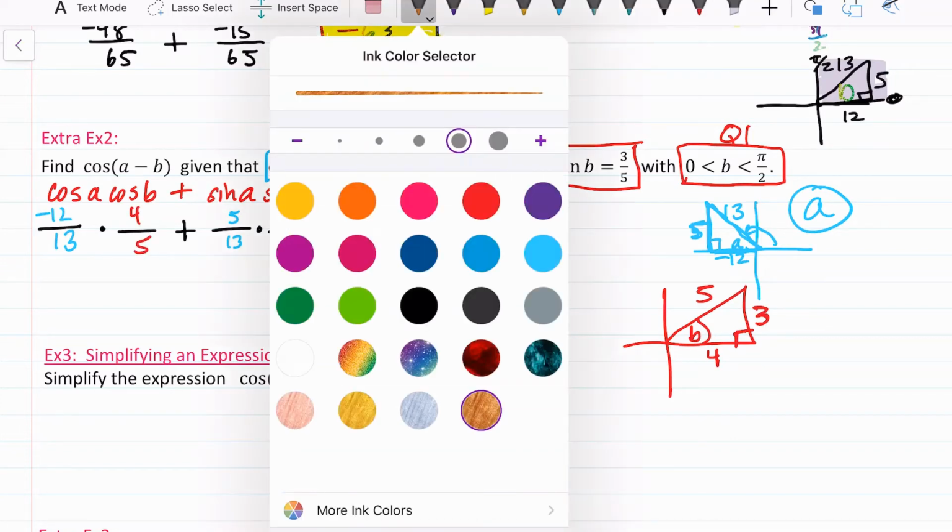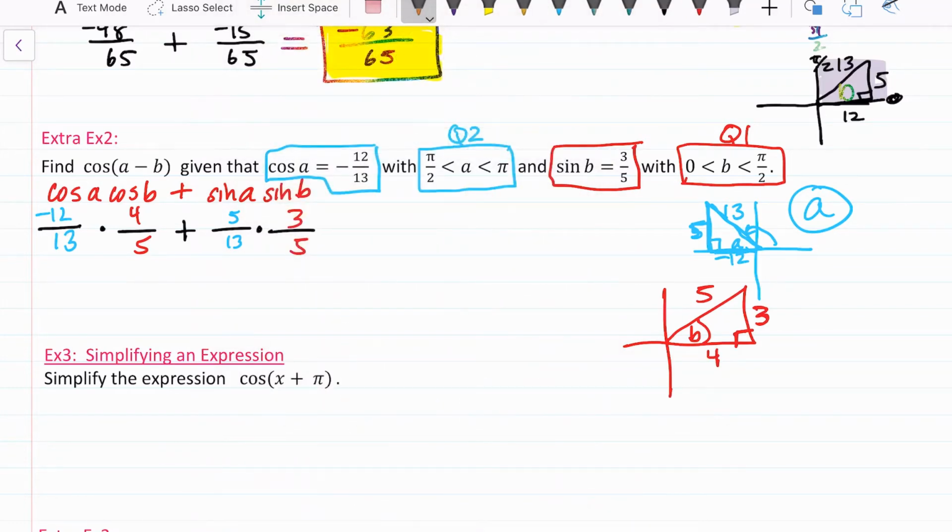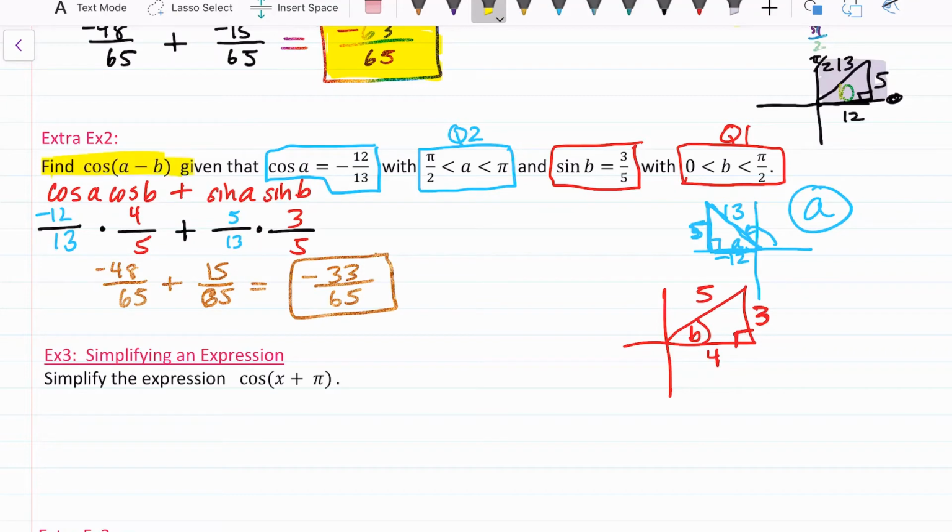If you multiply these together, you get negative 48/65 plus 15/65, which is negative 33/65. That's the answer to cosine of A minus B.